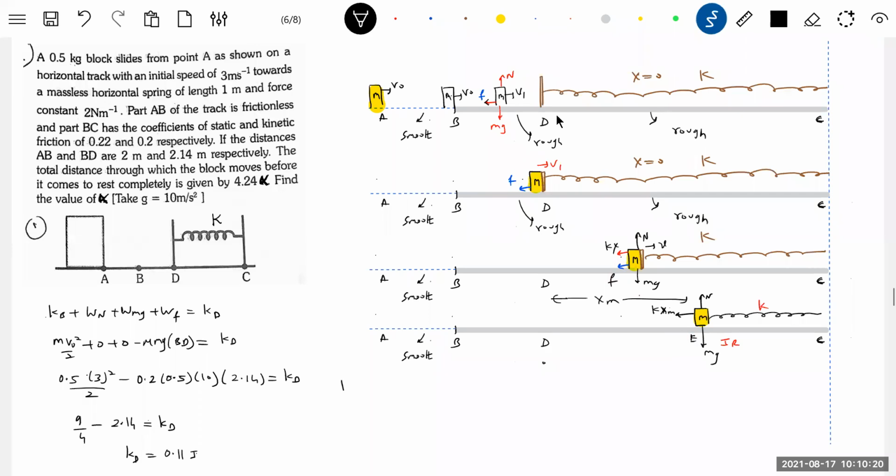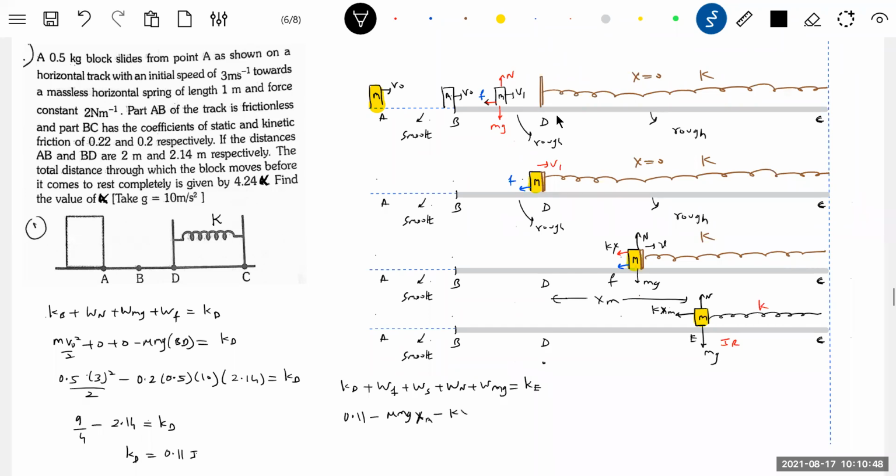So, kinetic energy at D plus work done by friction, work done by spring force, work done by normal contact, work done by weight, and finally it will come to rest. We know instantaneous rest. Kinetic energy at D, we know it, 0.1. Work done by friction is mu mg into xm.